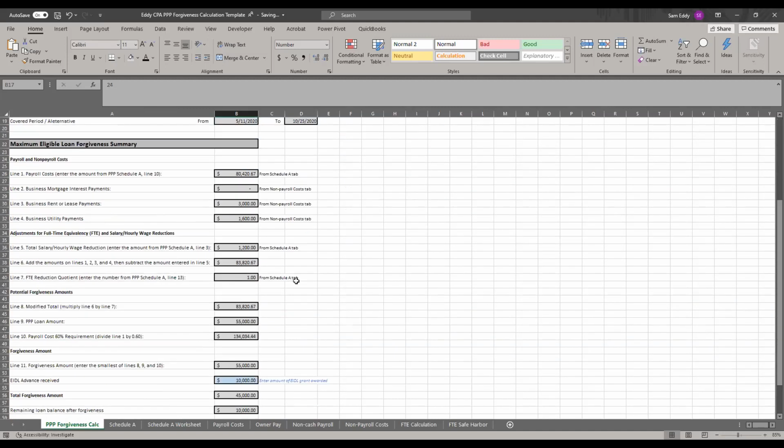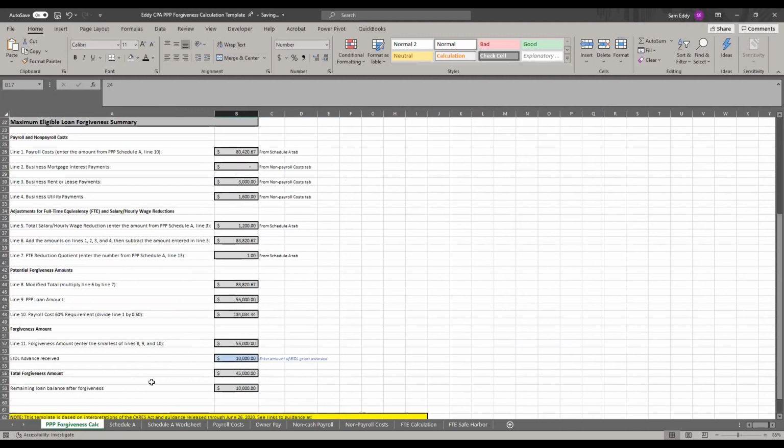The other item you'll need to input here is if you received any EIDL advance amount, which was the grant amount up to a maximum of $10,000, you will need to input that here. This is due to this amount being taken off the forgiveness amount that you will be allowed by the SBA.